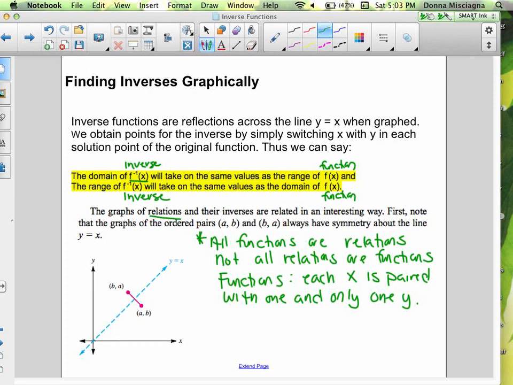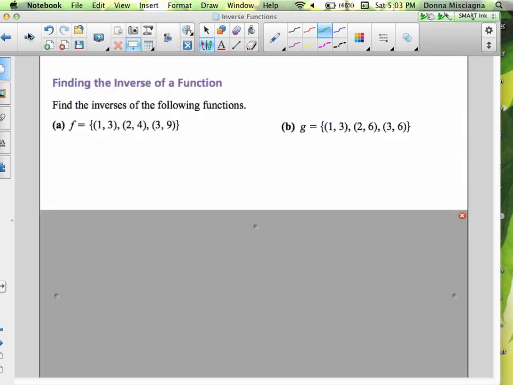So the graphs of relations and their inverses are related in an interesting way. Note that we have points here on two relations that are inverses. Maybe they're functions, I don't know, that's not enough to tell with one point. And notice that their x and y are switched. Right? So the graphs of ordered pairs (a, b) and (b, a) always have symmetry about the line y equals x. Notice that line segment there is perpendicular to y equals x, to that line. And that'll always be true, and you can use that to help you. And you can also use the fact that if you've got points, you can just switch the x and y.